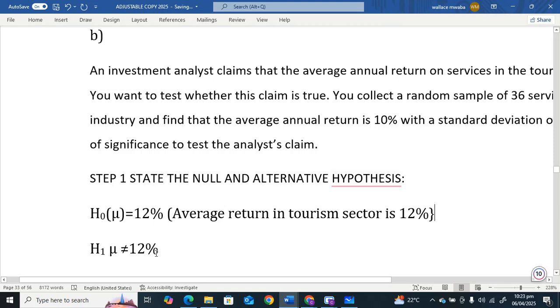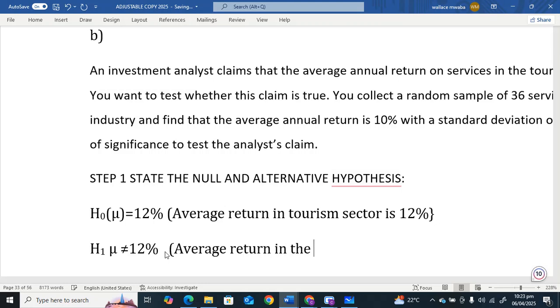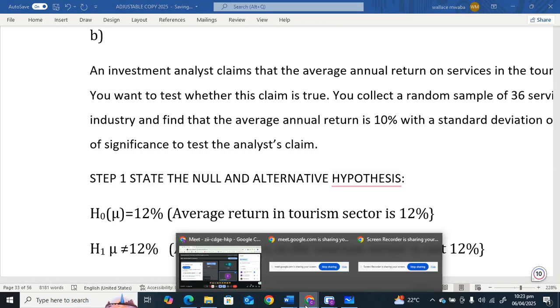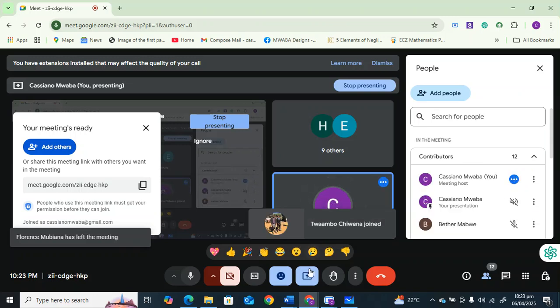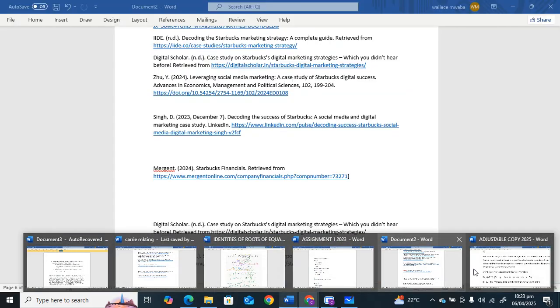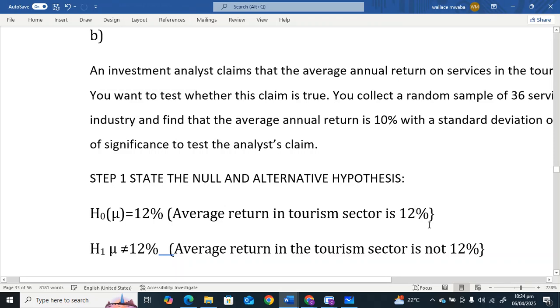Then the alternative hypothesis, as I said, challenges the null hypothesis. So the alternative one is the average return in the tourism sector is not 12%. It can be greater than 12%. It can be lower than 12%. So any questions before I move further?